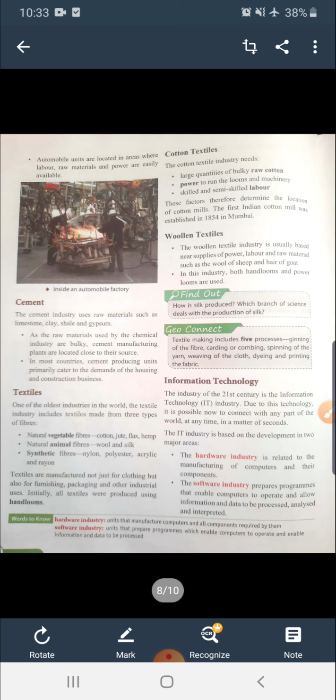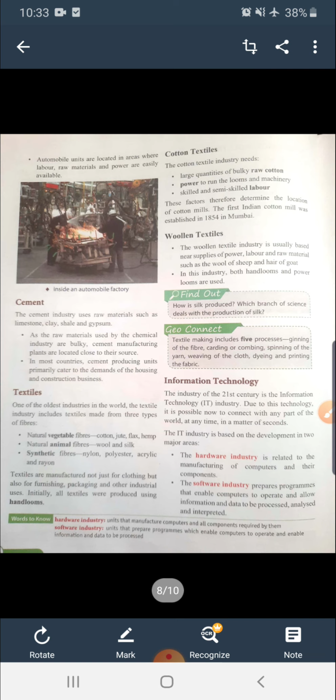Now, seeing the cement industry. The cement industry uses raw materials such as limestone, clay, shale, and gypsum. As the raw materials used by the cement industry are bulky, cement manufacturing plants are located close to the source.